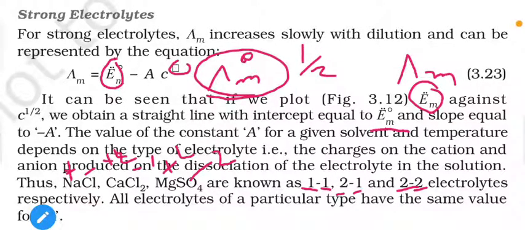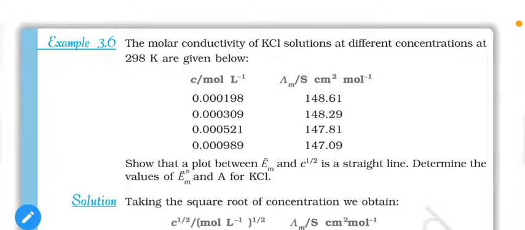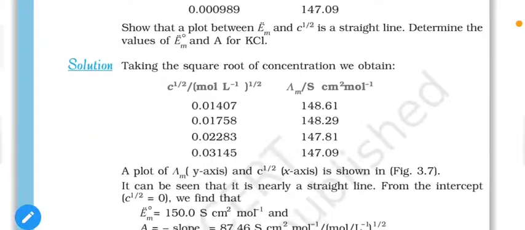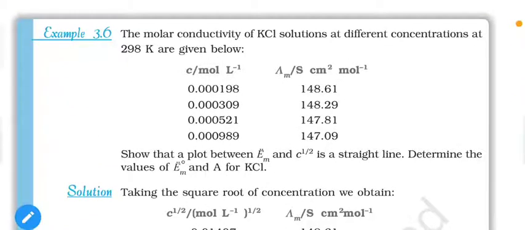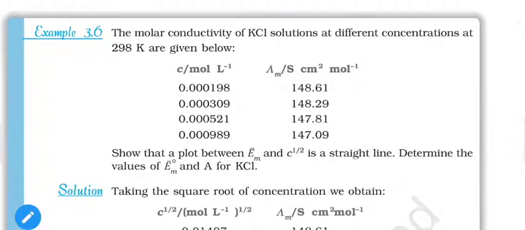All the electrolytes of a particular type have the same value for A. Here one example is mentioned. Now do it yourself. If you find any difficulty, the solution is already mentioned below, so I think you will face no difficulty. But still, if you find anything you don't understand, feel free to ask. We will discuss this numerical in the next lecture. Otherwise we will start our next point, Kohlrausch's law.